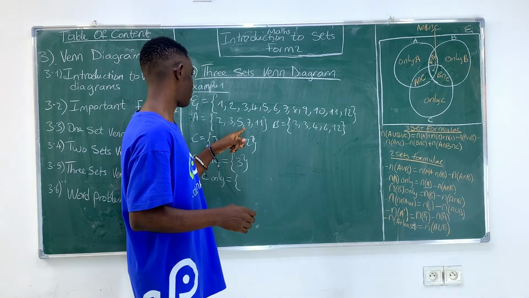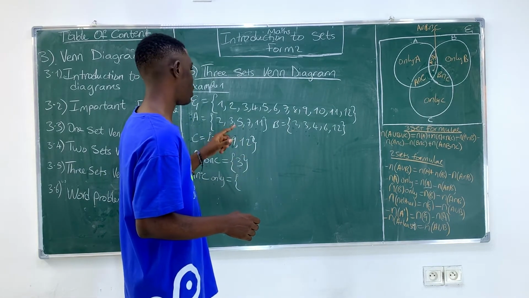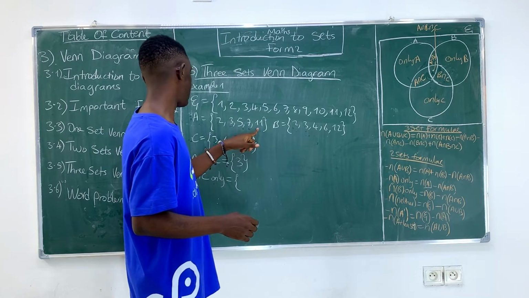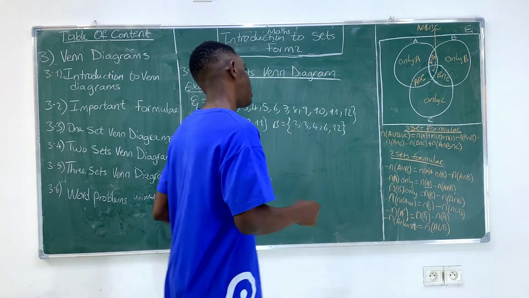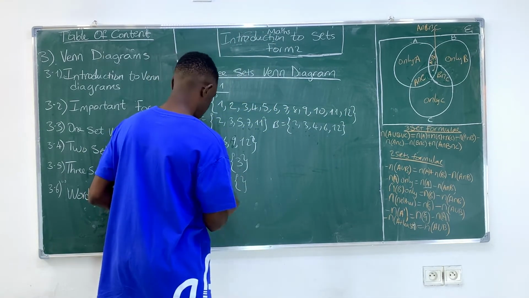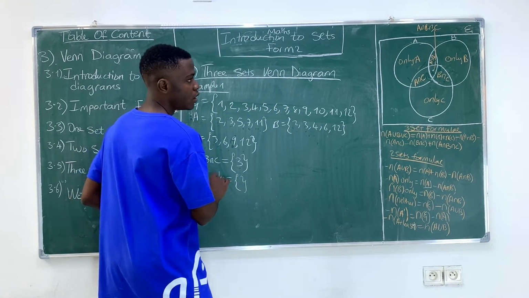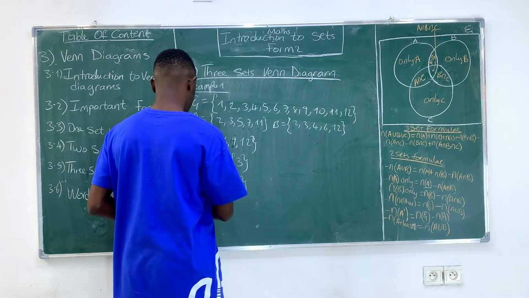So let's go to the next. 5 is in A, is 5 here? No. 7 is in A, is 7 here? No. 11 is in A, is 11 here? No. So we see that there is no value, it's an empty set for A intersection C only. Let's do now A intersection B.